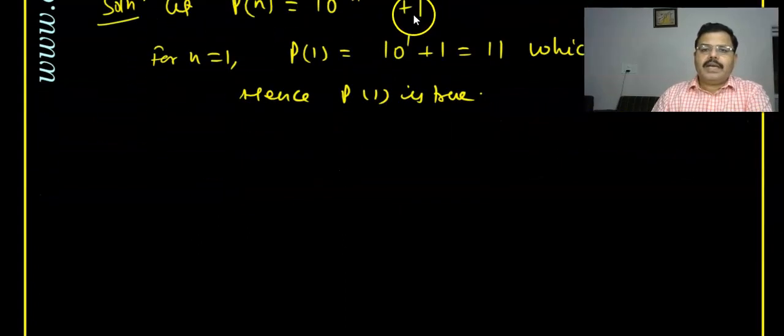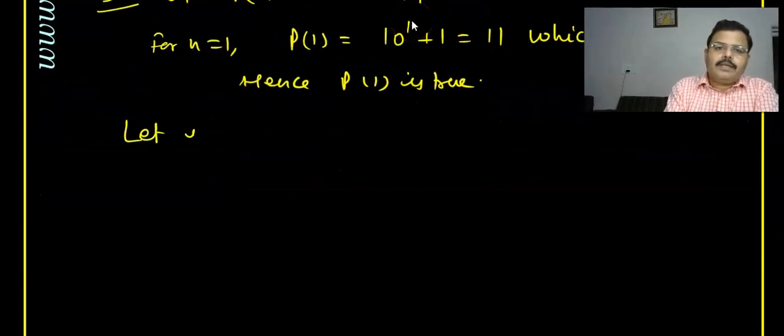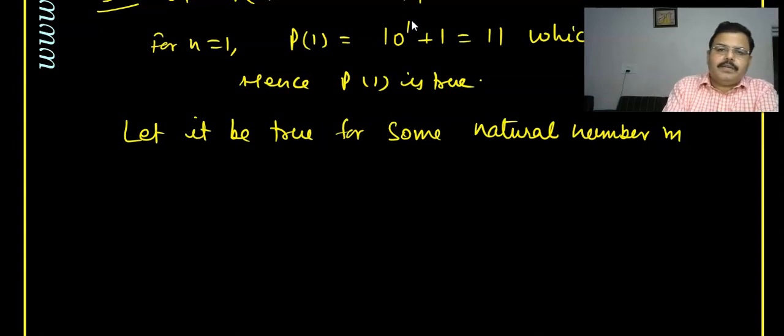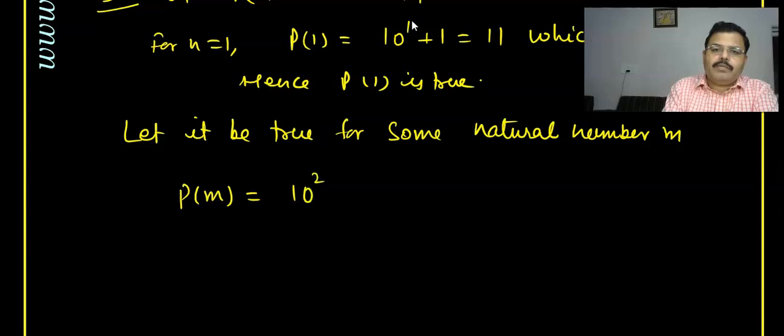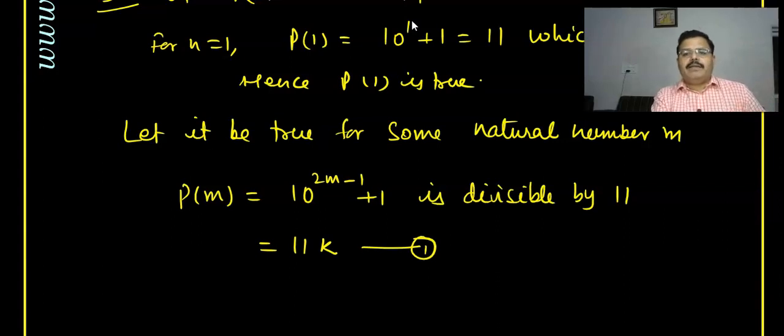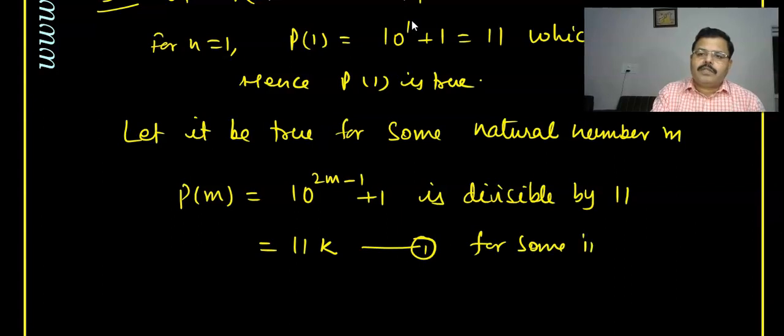Now, we will write again. Let it be true for some natural number m, right? So what will that be? Pm is equal to 10 to the power 2m minus 1 plus 1 is divisible by 11. If it is true, then this must be divisible by 11. And so that will be considered as 11k, right? Now, if it is divisible by 11 for some integer k, right? Now, integer means positive integer. So definitely for some integer, 11 times of something, or say 11 lambda, 11k, so anything.